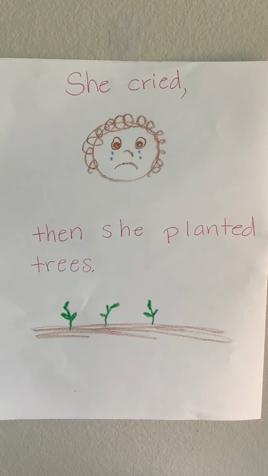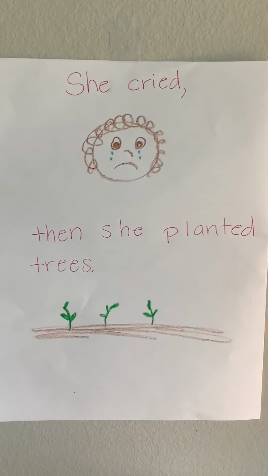All right, are you back? So I wrote that she cried. First she cried, remember, when she saw that the land was barren, and then she planted trees. Do you remember how many trees she planted in her backyard when she first got back and the land was barren? She planted 9 trees in her backyard when she got back to Kenya and found that the land was barren. All right, thanks for helping me with that.